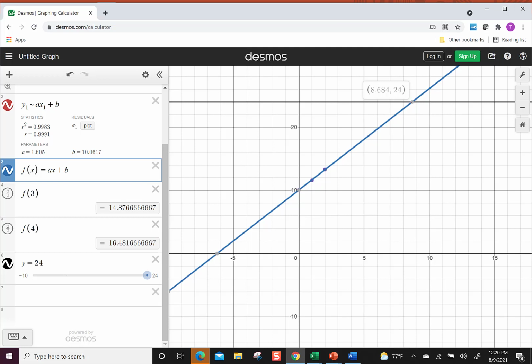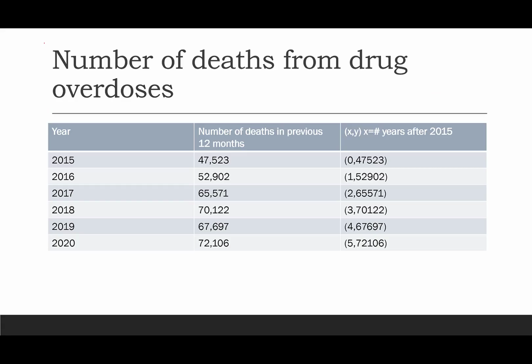You can use the algebra if that makes you happy. You can use the technology if that works better for you. You just want to be able to manipulate the two data, put it together, and predict your answers. Let's try another set of data.